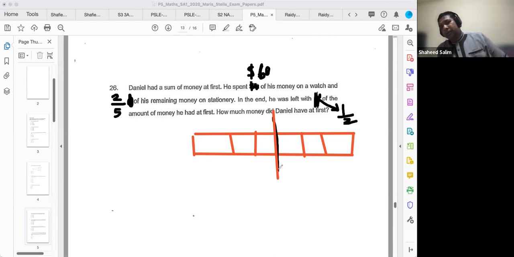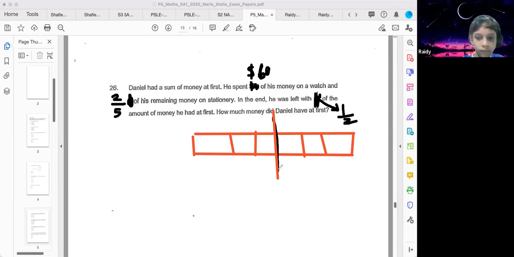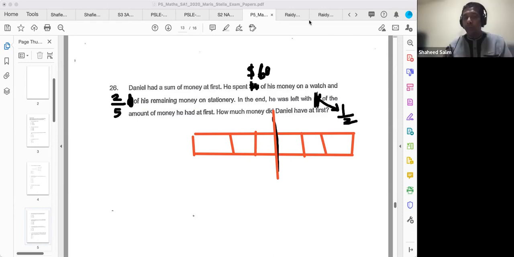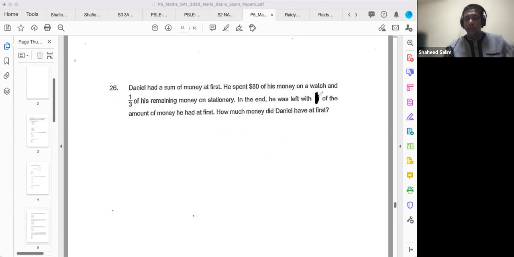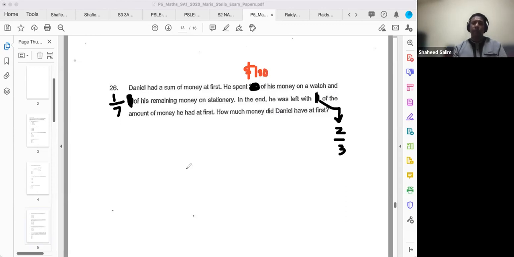1 unit is how much? Well done. I'm going to give you one more now. Let us try. Do you realize after a while it gets easier? This one is $100. Can you try to draw? $100.